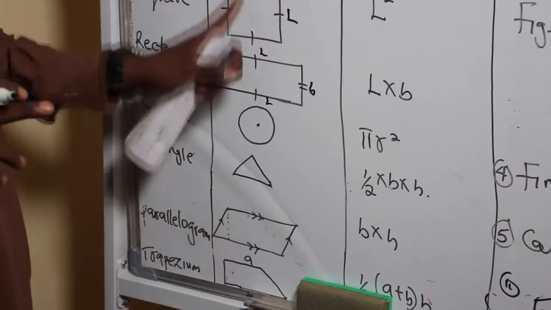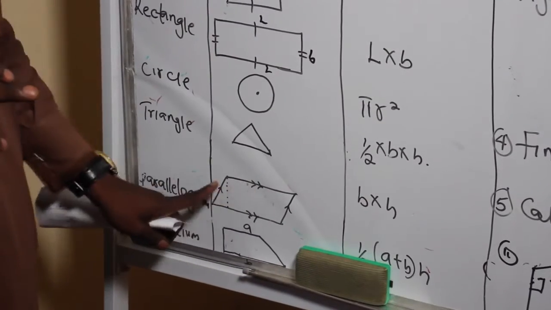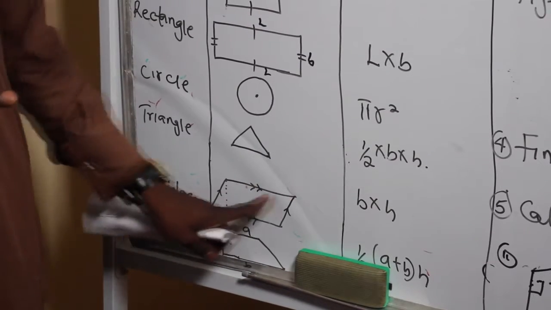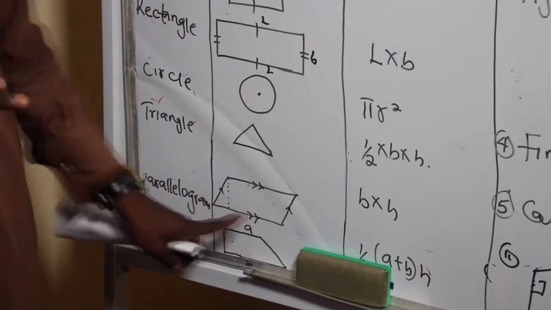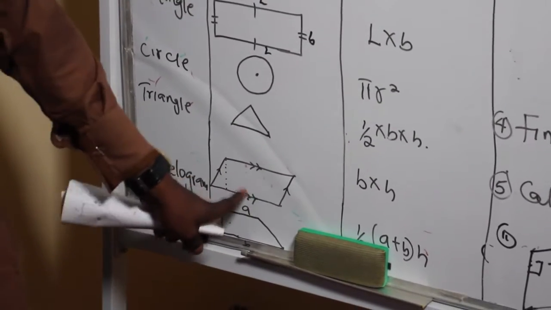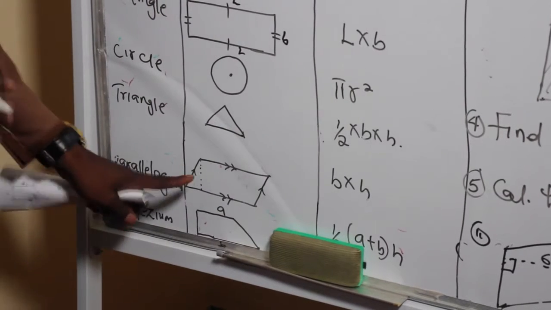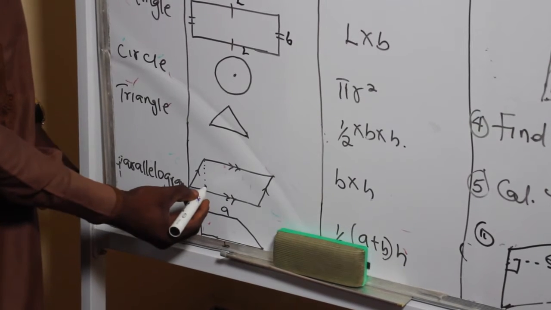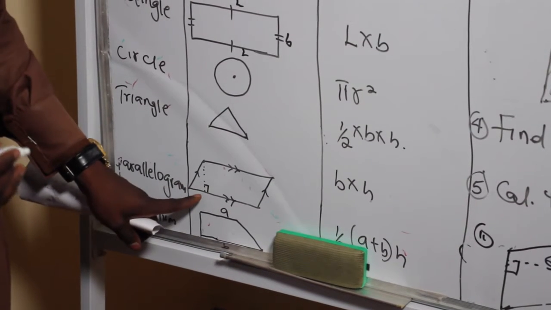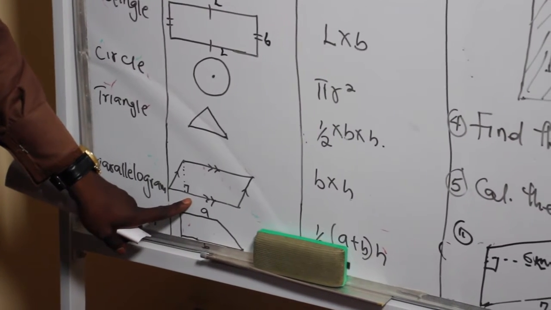Then we have parallelogram. You look at the parallelogram, it is similar to a rectangle, right? Then you see that we have 2 lines that are parallel to each other. That is why we call it parallelogram. The 2 lines are parallel to each other. Then the formula for calculating the area of a parallelogram is base times height. Now, we know that the height is there, where the base is going to be the side where the angle is. So anywhere you have the angle is going to represent your base.